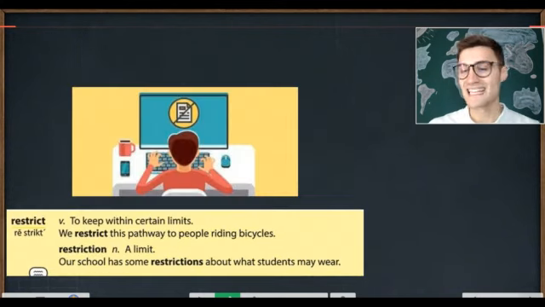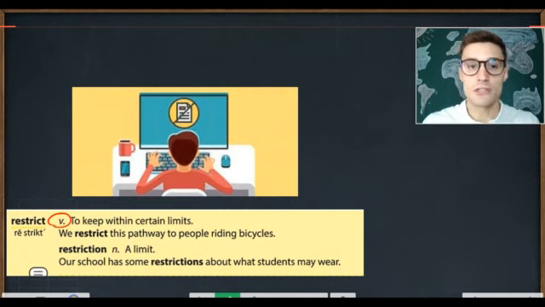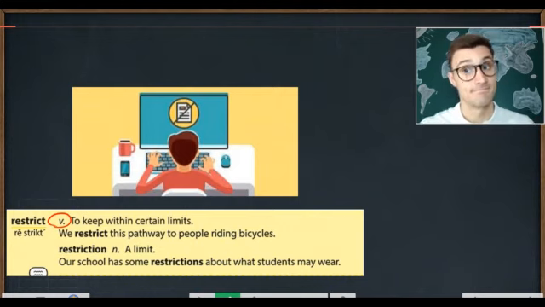The next word is restrict. To restrict is to keep within certain limits. Like in some countries, the government restricts their internet use, so they cannot use Google, Facebook, YouTube, Instagram, those kinds of things. If you do not know what I'm saying, then you're being restricted.